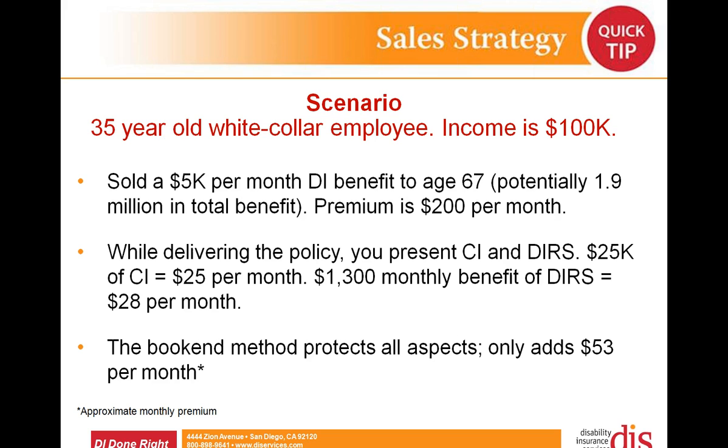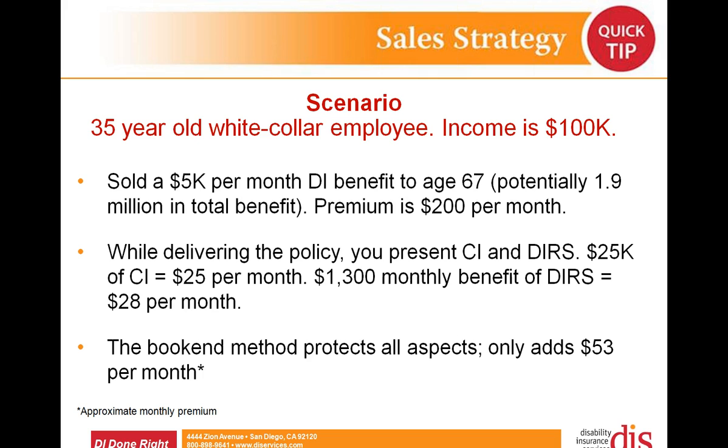So let's do a quick case study before we wrap it up. In this case study, we quoted a 35-year-old white-collar working professional whose income was $100,000 a year. We were able to sell them a $5,000 monthly DI benefit, which is the maximum they can receive, which is 60% of their gross income. And if you think about it, closer to 80% of their take-home pay. We did a $5,000 monthly benefit out to age 67.